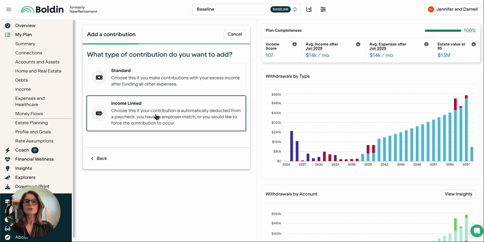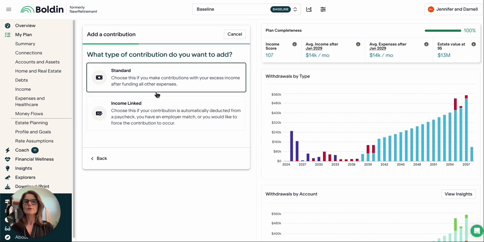Standard contributions are best for contributions that you want funded after all expenses are met, and they're not subject to the annual employee contribution limit. You may use standard contributions for any after-tax contributions to a 401k.